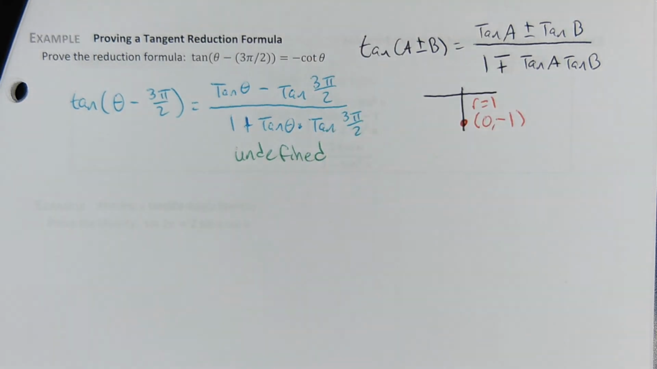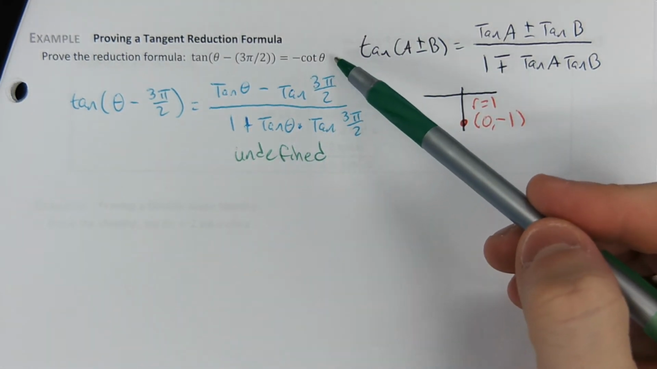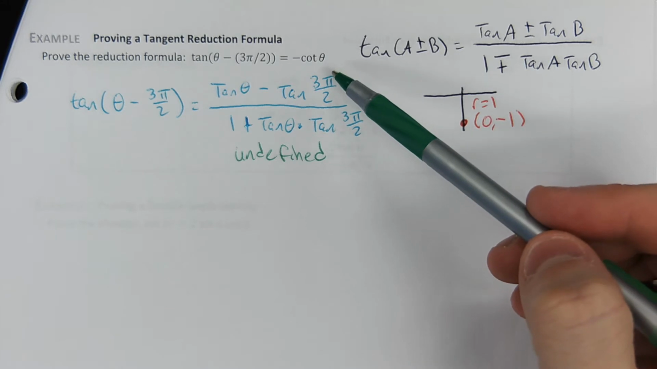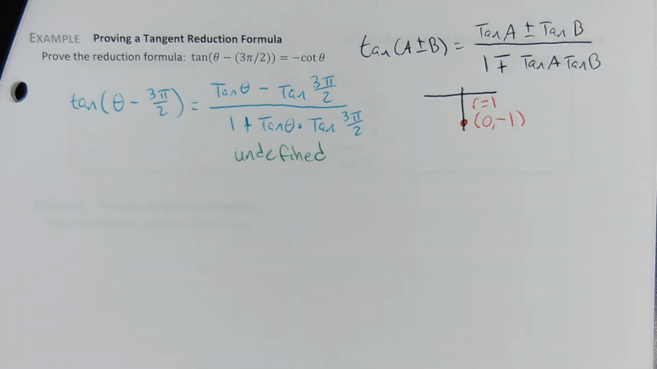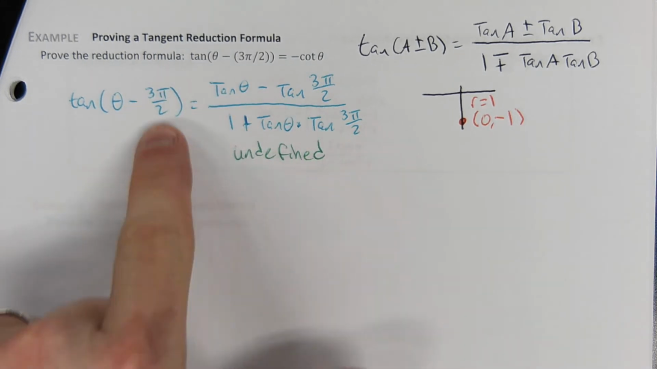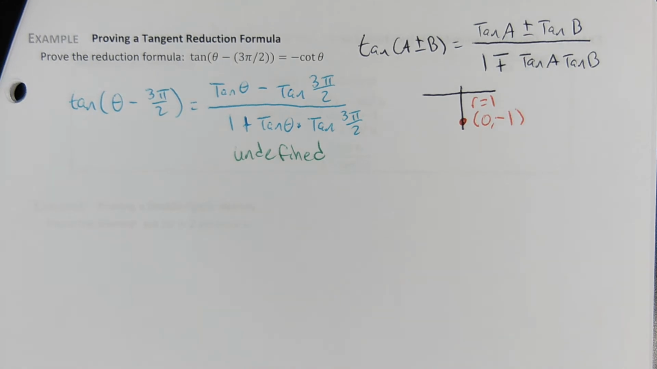Okay, well that doesn't make any sense because we were told to prove that it equals negative cotangent theta. So something must be wrong here. It's not that the identity is bad, this formula that we've written. That's not it. It's that it doesn't always work. There are times when tangent is undefined. And if tangent happens to be undefined in a place, you would kind of want to steer clear of the formula that's full of tangents. So what would you do?